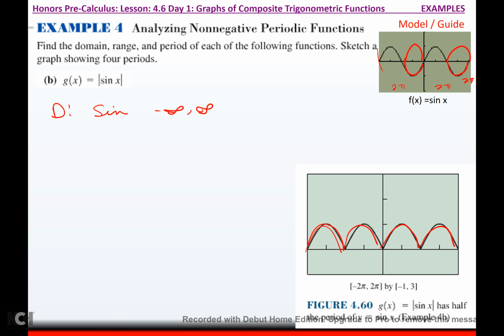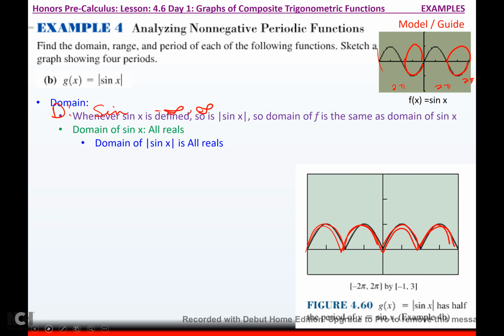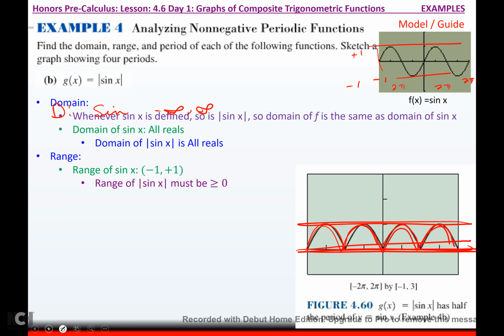So now what happens is your domain of sine is negative infinity to infinity. It's still going to be negative infinity to infinity because there's no gaps. So the domain of absolute value of sine is still all real numbers. Your range, however, the range of regular sine goes from negative 1 to positive 1. Here, obviously, the negatives turned upside down, so your range here is only going to be from 0 to 1. So my range of sine is negative 1 to 1, but my range of absolute value must be greater than or equal to 0, so the range of the absolute value of sine is 0 to 1.